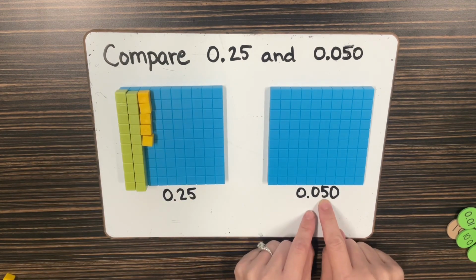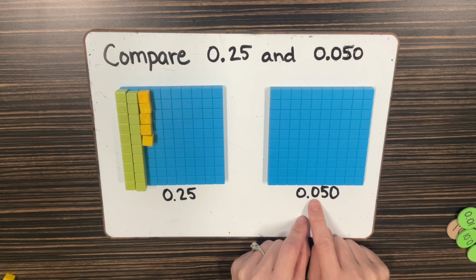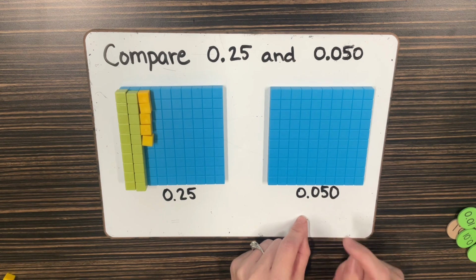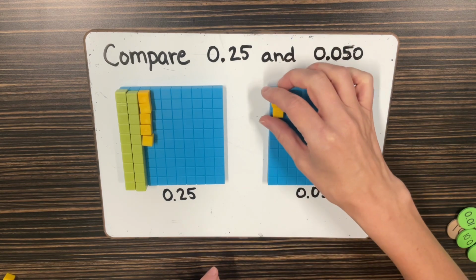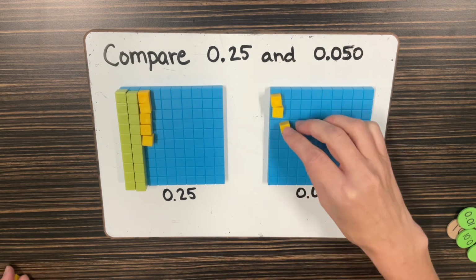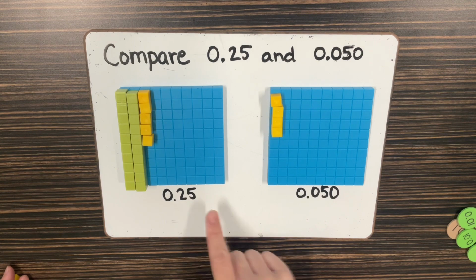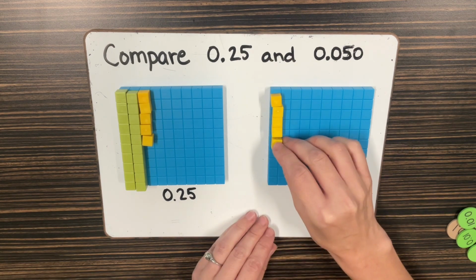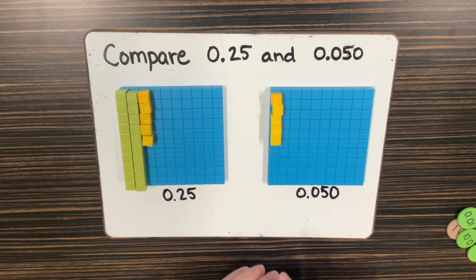Okay, for 5 hundredths, that means I have no tenths and I have 5 hundredths and no thousandths. Well, 5 hundredths means I only have 5 of these little ones. That's the same place value, same place value. And I can obviously see which one is bigger.